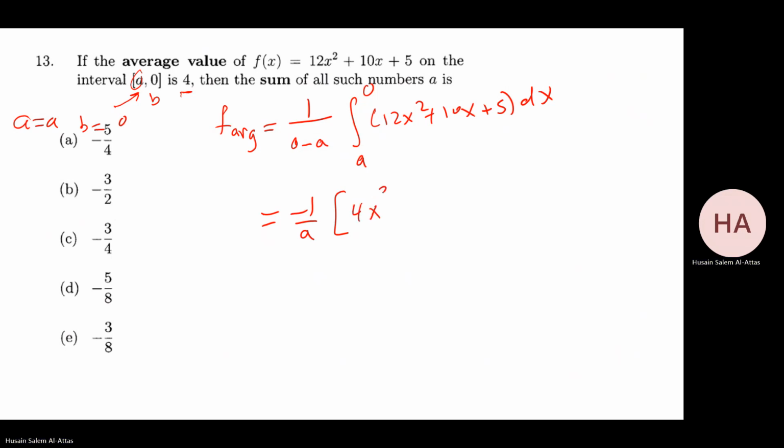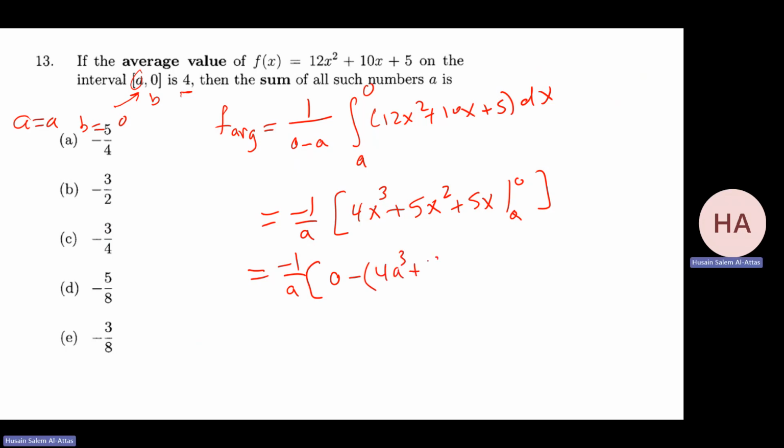4x cubed plus 5x squared plus 5x between a and 0. Be careful. Minus 1 over a, this is 0 minus, plug the number now, 4a cubed plus 5a squared plus 5a. Now, minus with minus gone. I take a common factor. I have 4a squared plus 5a plus 5. Yes, it's correct. I take a common factor.